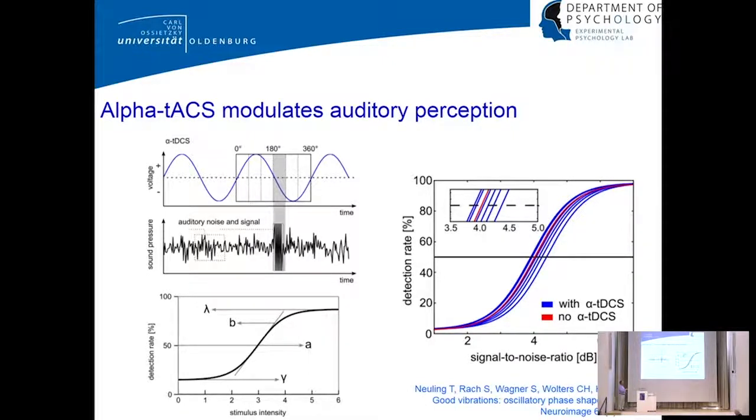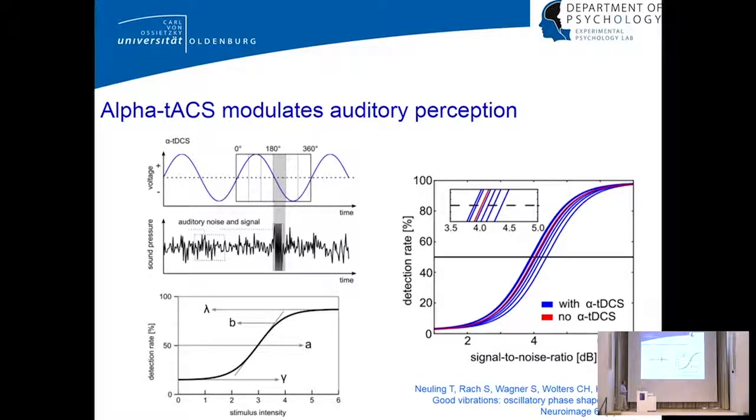And here's a single subject, and you can see already what's nice. In relation to the red sigmoid function, which was without tDCS, we called it alpha tDCS back then. Today I would call it tACS basically. You see that the different phases can both make it worse and make it better, the perception. And that was already nice to see.